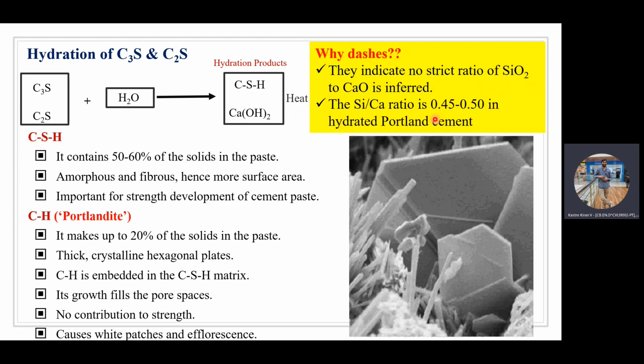Similarly, the silica to calcium ratio should be in such a way that it is 0.45 to 0.5. If that ratio is satisfied, then it is fine, no problem. The silica to calcium ratio should be between 0.45 to 0.5. Then the hydration process will happen properly. That's something which you have to focus on.